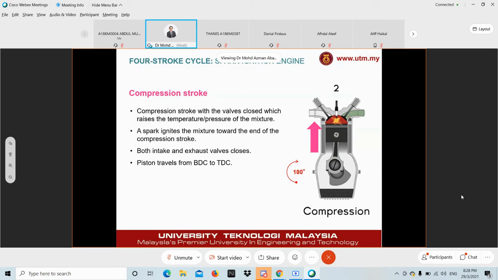Okay. In a spark ignition engine, you want the combustion to start to happen at a very specific time. We don't want it to be too early. Okay.